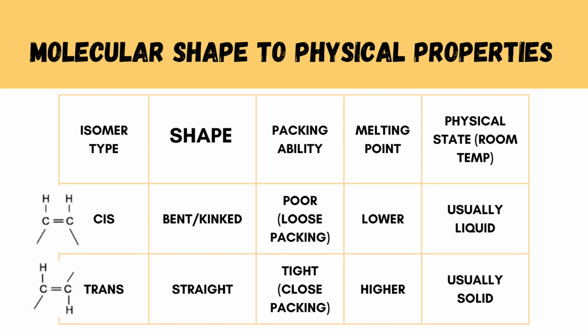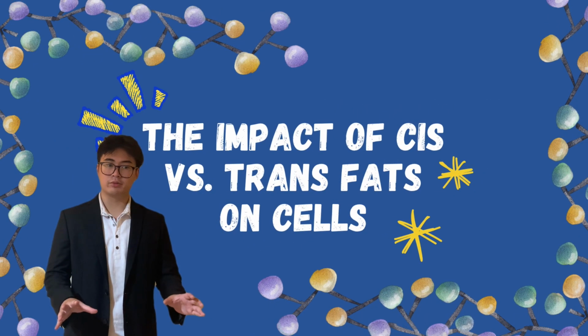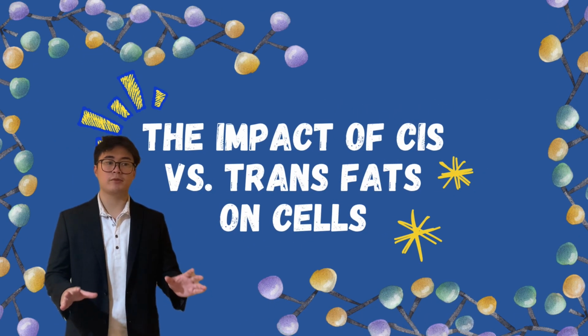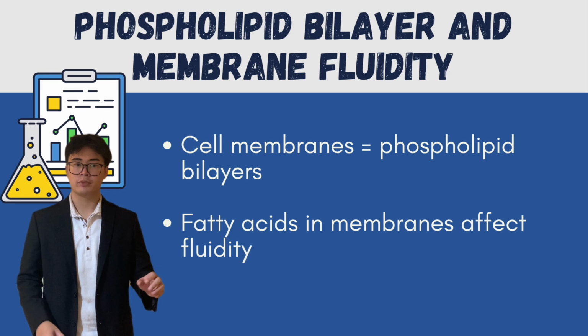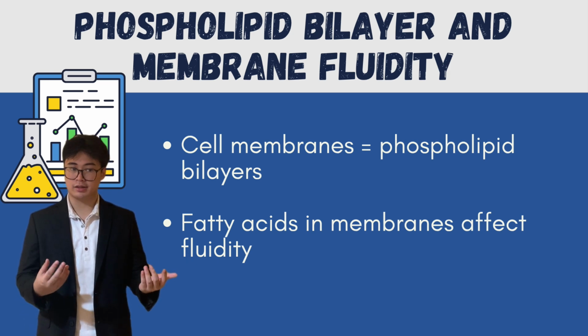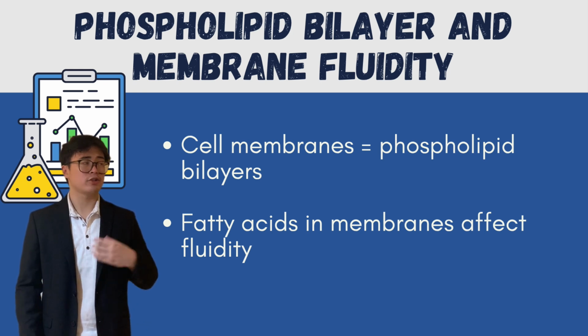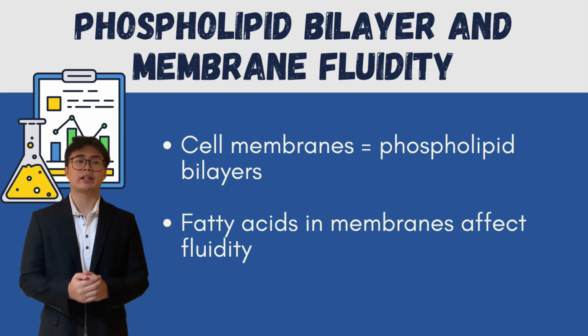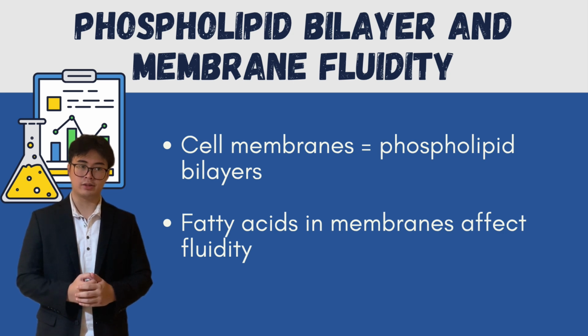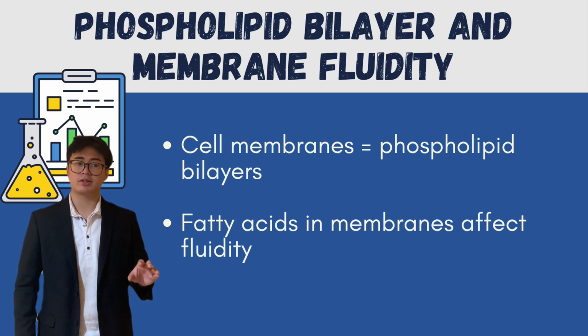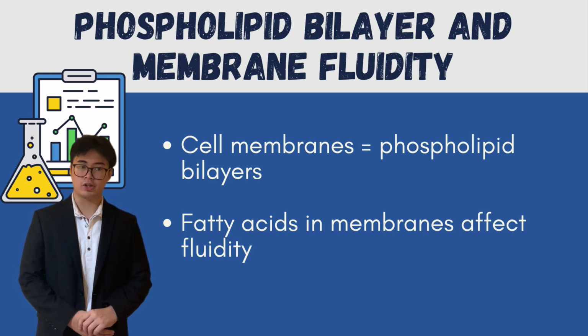But let's take a moment to think. How do you think this packing ability could affect how these fats behave in the body, or how even food companies use them? Let's begin with the basics. Our cell membrane is made up of something called a phospholipid bilayer. This structure acts like a protective barrier, controlling what enters and exits the cell. But did you know that the type of fatty acids within this membrane, whether they are cis or trans fats, can actually affect how flexible or rigid the membrane is? This flexibility is important because it directly impacts how well our cells function.